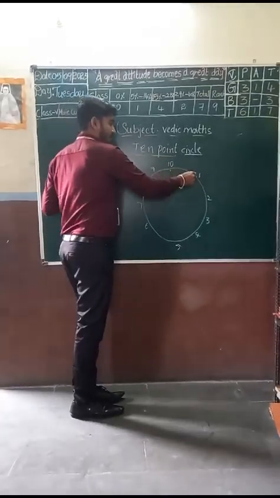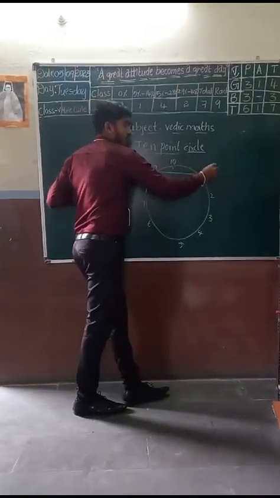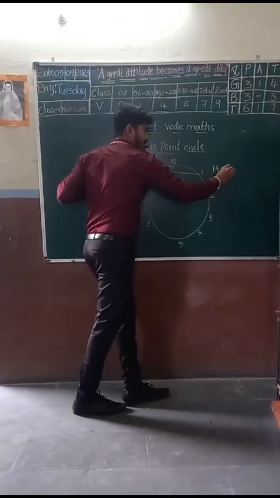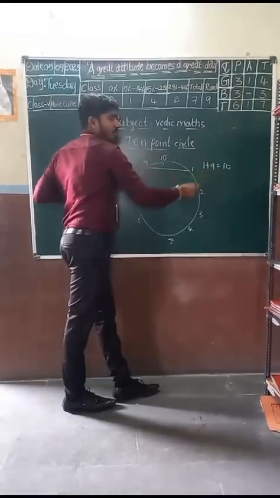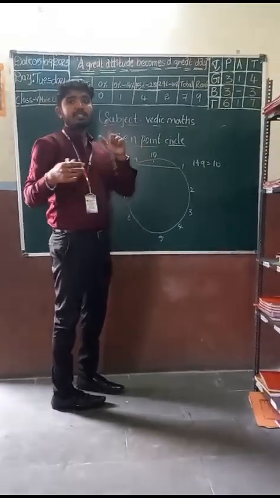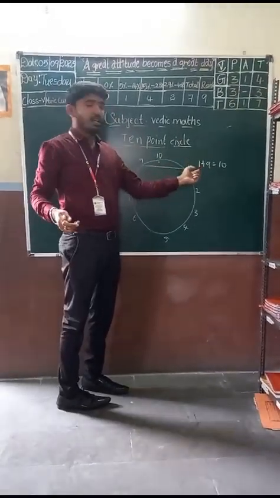So 1 plus 9 is 10. So 10 pair is 1 plus 9. So when we are getting the 9 number, we are using 1 number here.